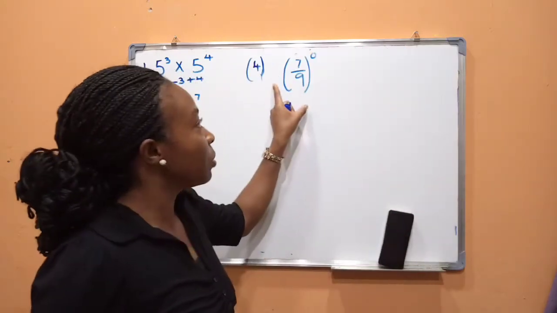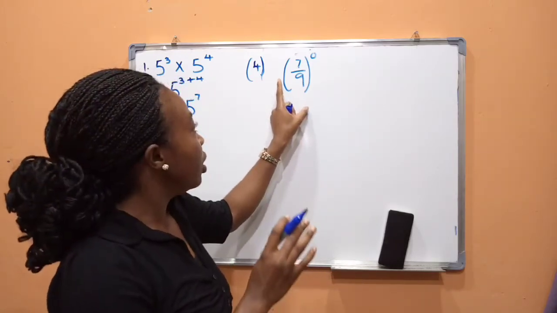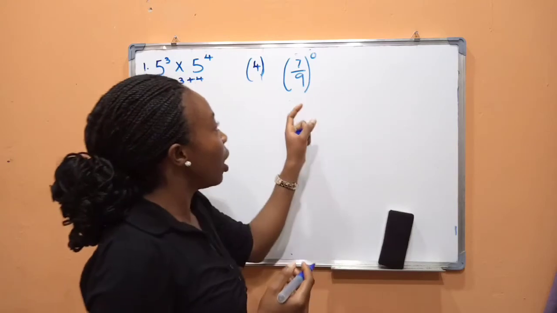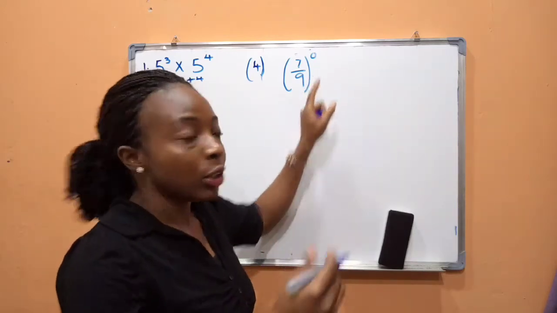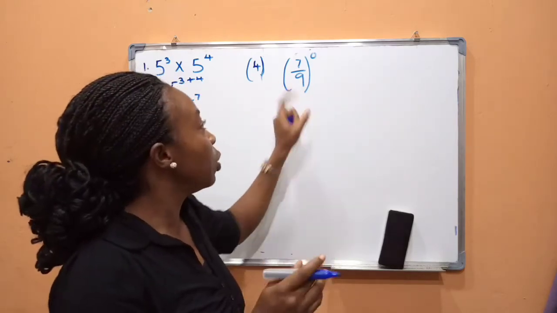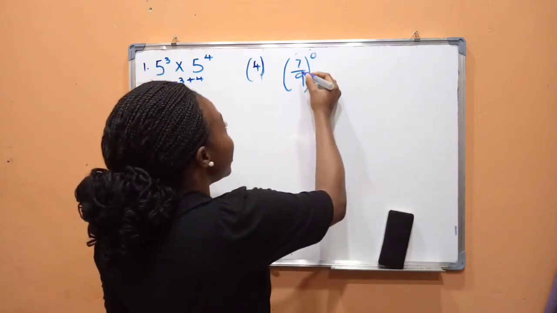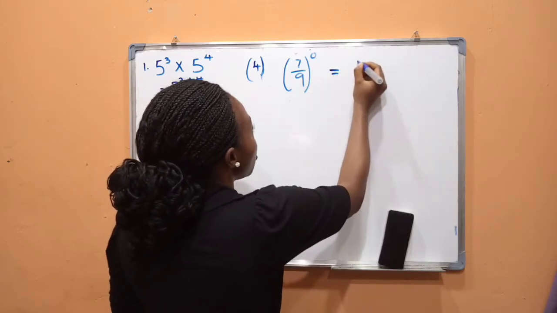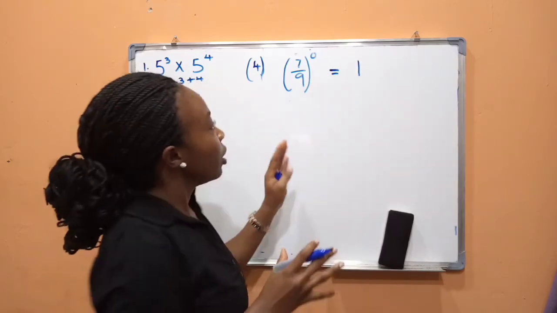So how about something like this? In looking at this, remember the law that says anything raised to the power of 0 gives you 1, regardless of what it is. Even if it's a fractional number, it mustn't be a whole number. So we have 7/9 to the power of 0. It simply gives us what? 1. Okay, now we've done this.